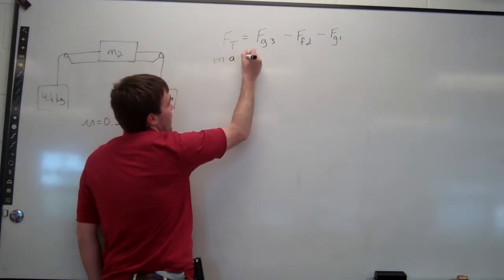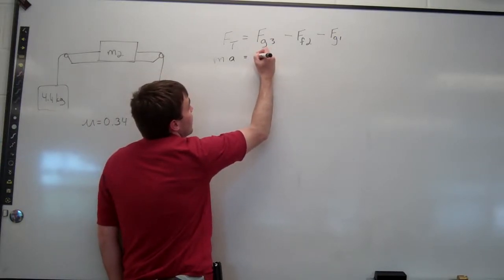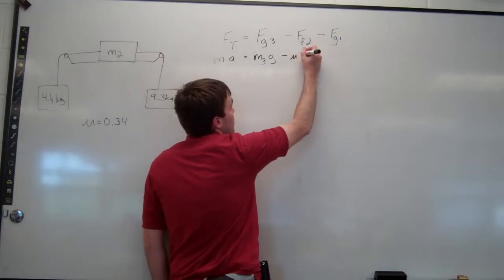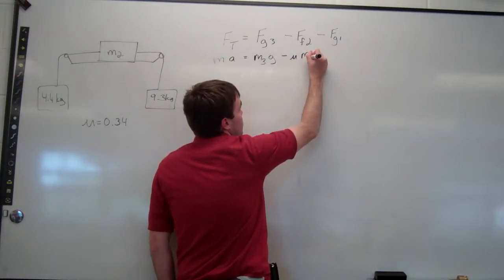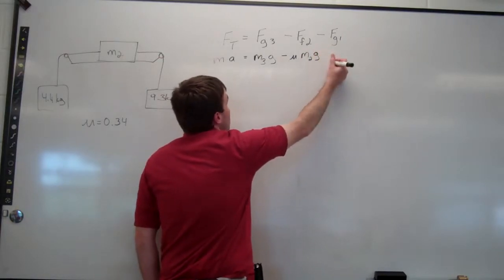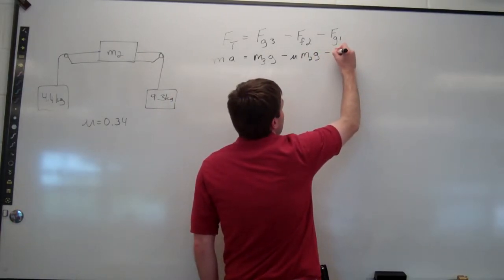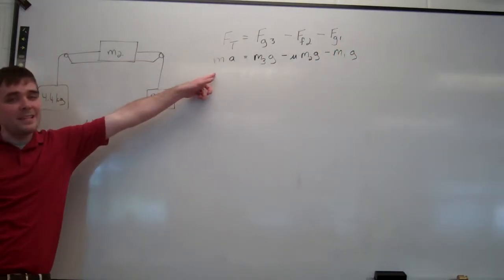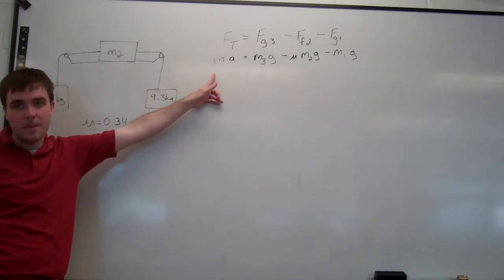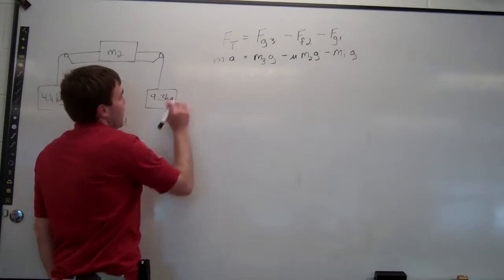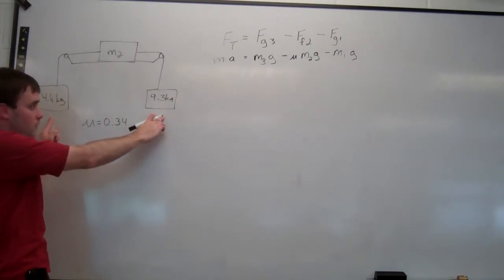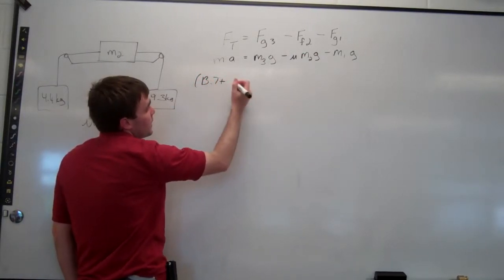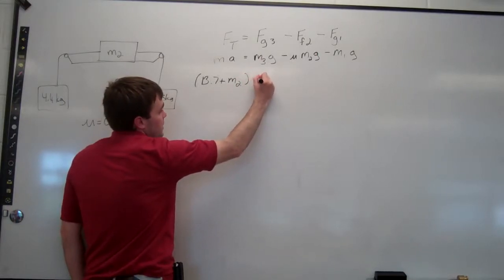Alright, so we got m_A equals m3 g minus mu, which m? m2 times g, minus, do you have any g? m1 g. Okay, what goes in for mass here? This is what messed you guys up. m1 plus m2 plus m3. 9.3 plus 4.4 is 13.7. So you end up with 13.7 plus m2 times a.